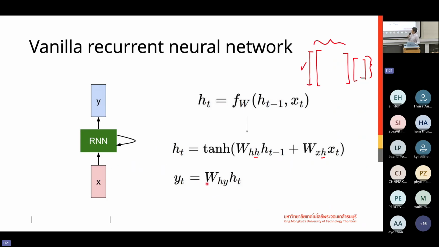And we have W as well, Why. This would transform from h to the dimension of y, and transform ht to the dimension of y, then you have yt. Very simple, right? So that means you have three matrices to optimize. One is transforming from previous state to the next state, capturing transformation. The other represents the importance of x of that state. And lastly, this one would translate from h into y.